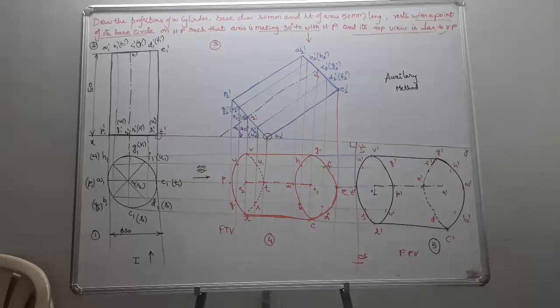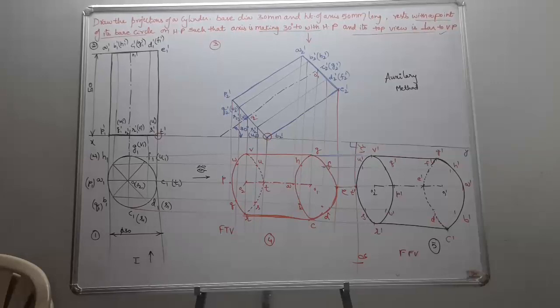Okay, all of you write a problem. I will dictate a problem, take it as an assignment, similar to the previous problem. That is, one of the axes is going to be inclined to VP, axis inclined to VP, so the front view gives the true shape. All of you write a problem.